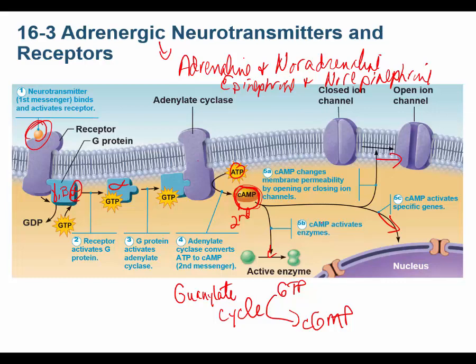These proteins, the adrenergic receptors, are G protein receptors. They all do something like this. Some of them might lead to an ion channel opening. Some of them might lead to a gene being turned on. Some of them might lead to a whole bunch of active enzymes. But they all go through this adenylate or guanylate cyclase and elicit the effect of the neurotransmitter.